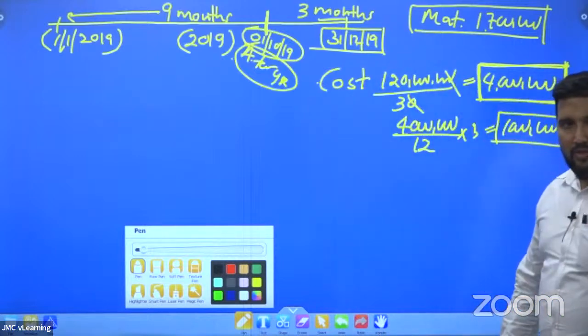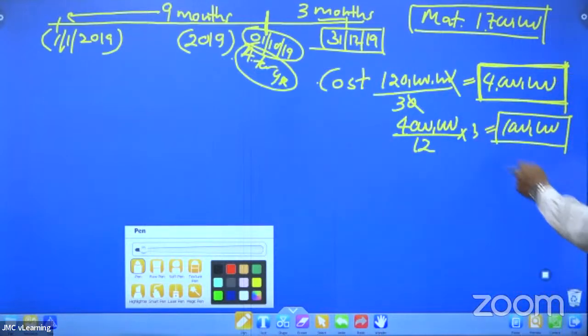Is it okay if I use a red color for this slide? Is it okay?